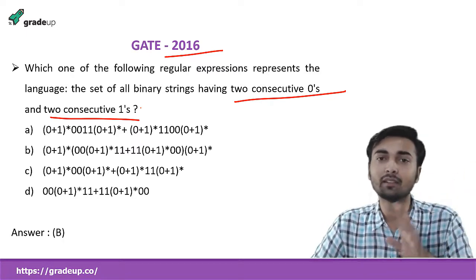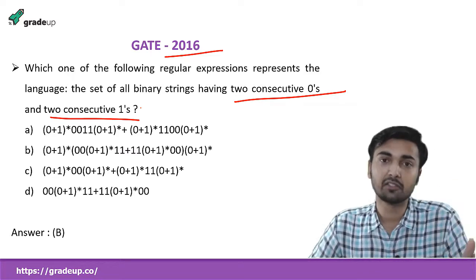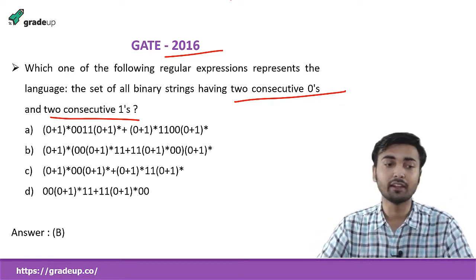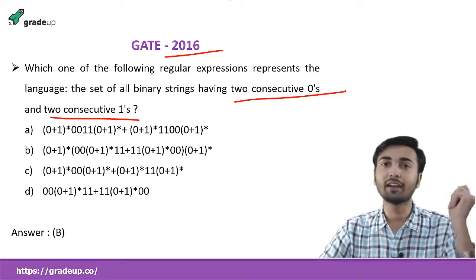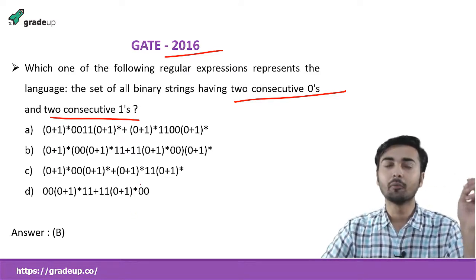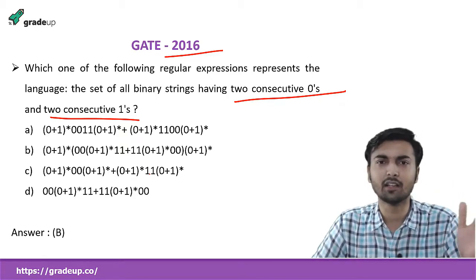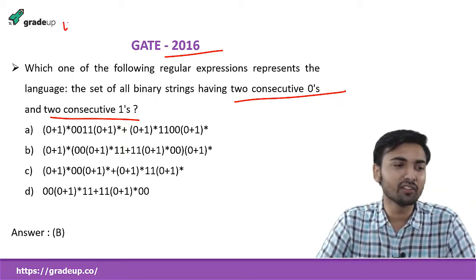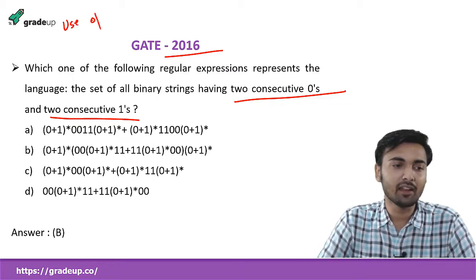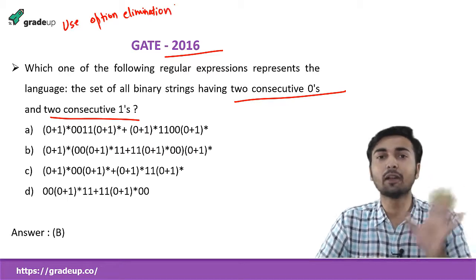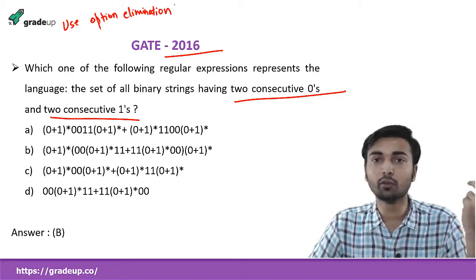Now one option is to write the regular expression yourself, of 2 consecutive ones and 2 consecutive zeros, and then compare. But that is a very bad method in the GATE exam. In the GATE exam, you should always use the option elimination method. Try to eliminate the options using suitable examples.